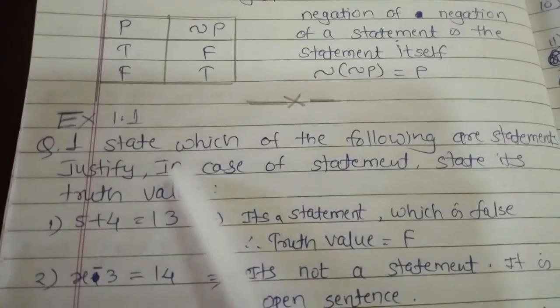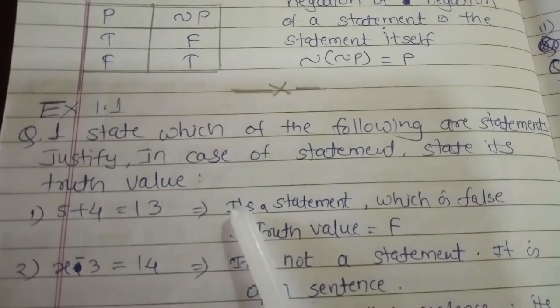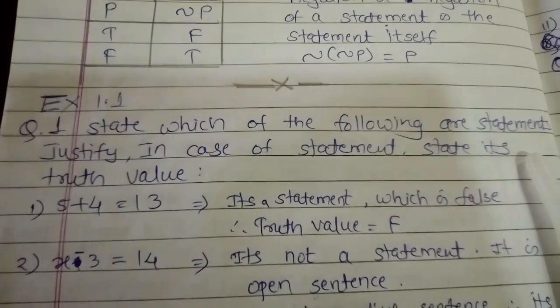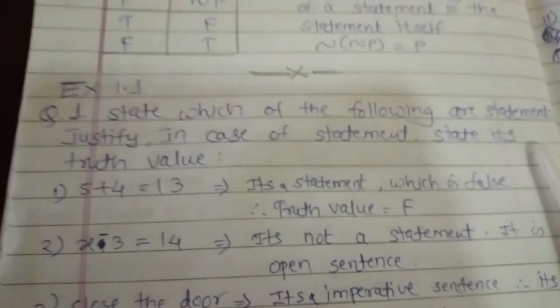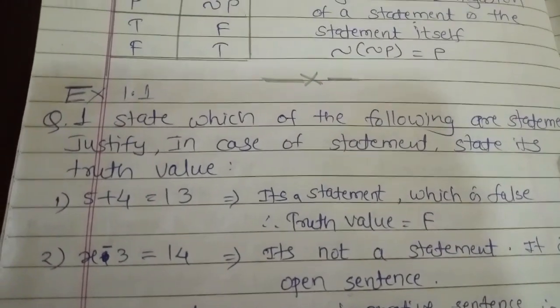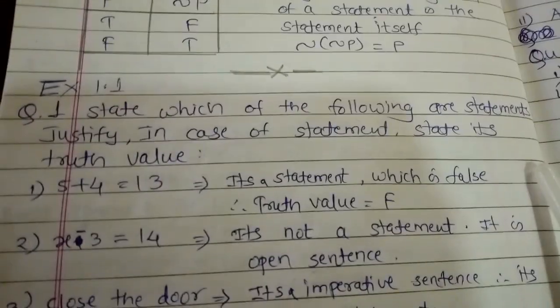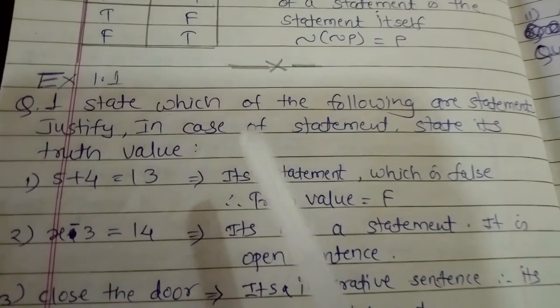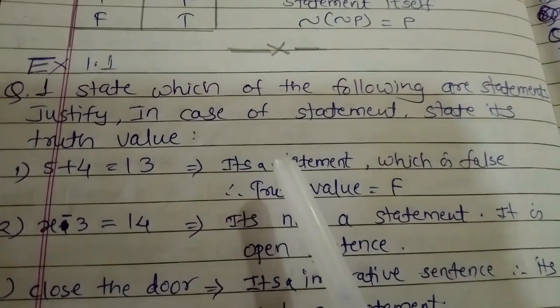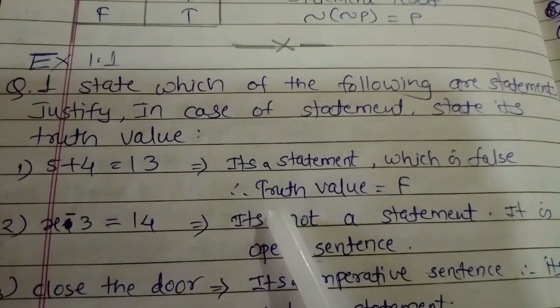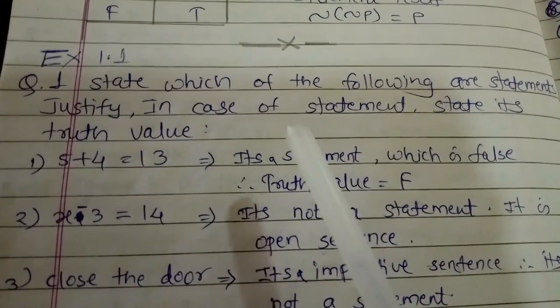So we continue the exercise 1.1. In the previous lecture we learned about the truth tables of the logical connectives, and using these concepts we have to solve this exercise. For the first question, I'm just going to tell you the method of writing the examples, because the examples are very easy.